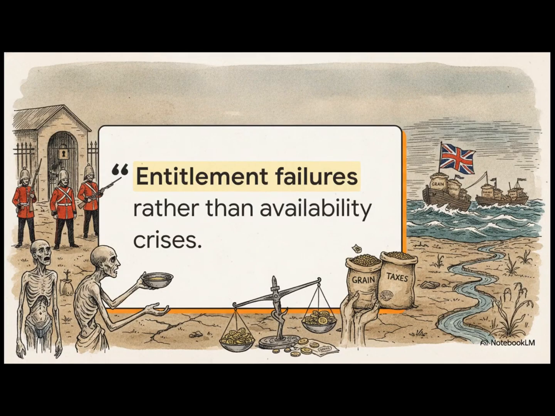Nobel laureate Amartya Sen provided a really critical insight into this. He argued that famines under colonial rule were often caused by entitlement failures rather than availability crises. What does that mean? Well, it means people starved not necessarily because there was zero food growing in the country, but because colonial economic policies completely stripped them of the financial means and societal entitlement to actually access that food.